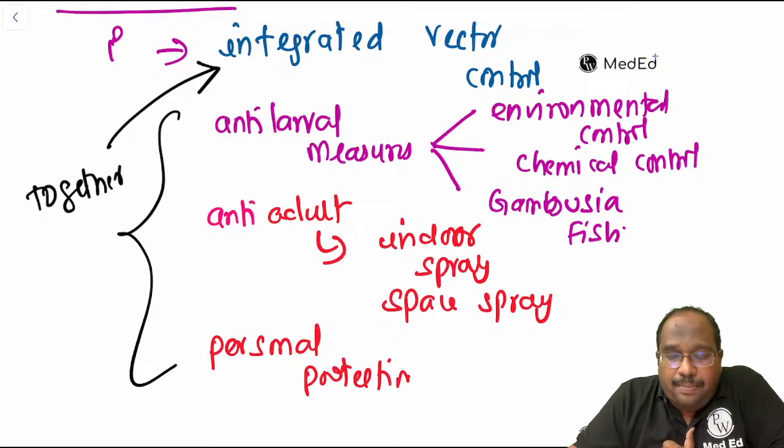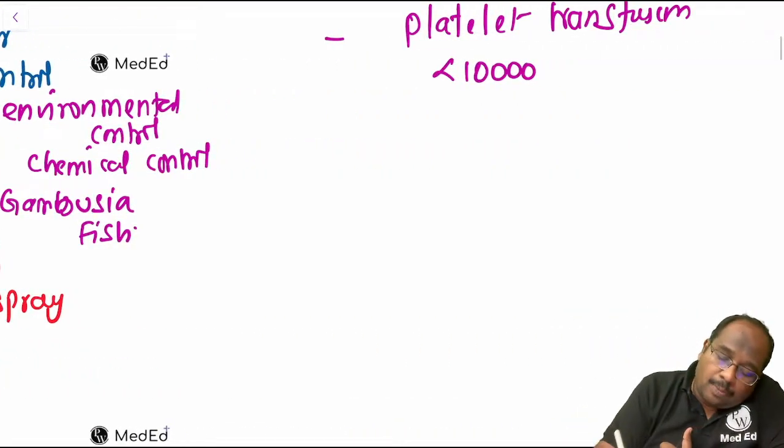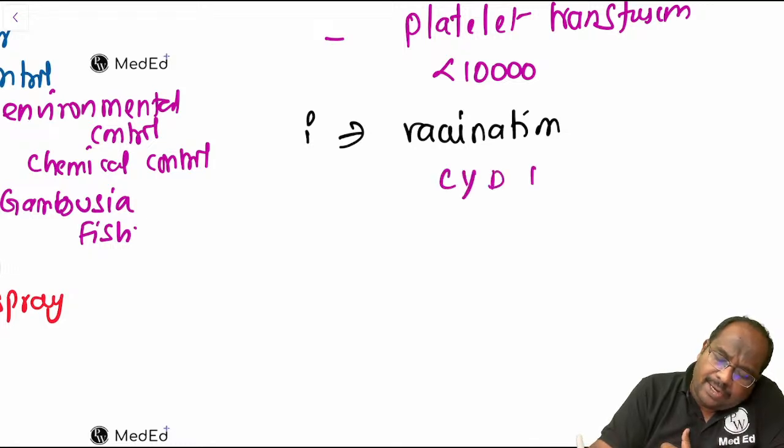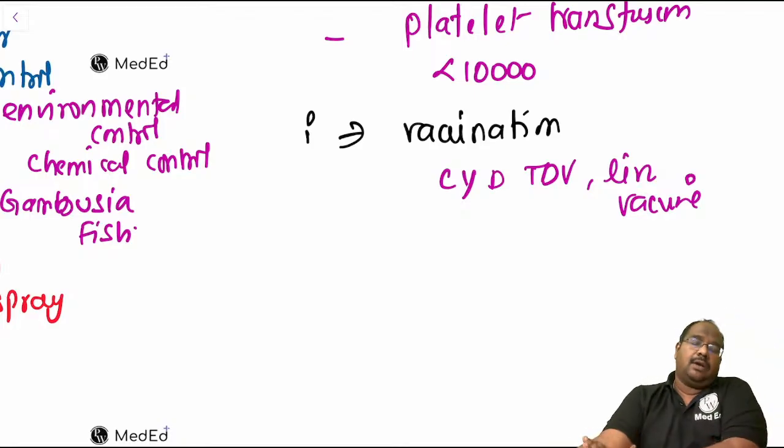This is primary prevention you can do. One more primary prevention is vaccination, guys. We have a vaccine available called CYD-TDV. It's a live vaccine available for dengue.